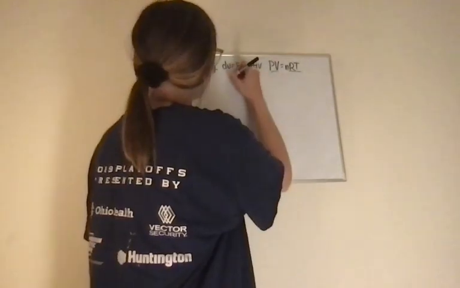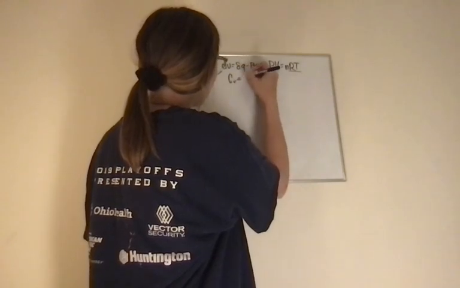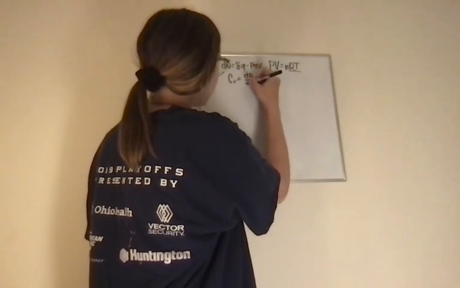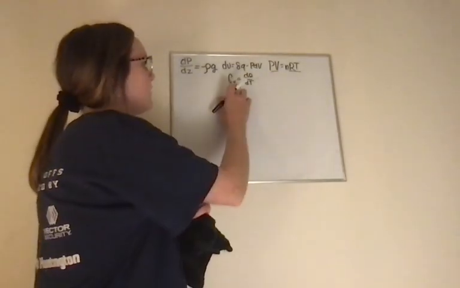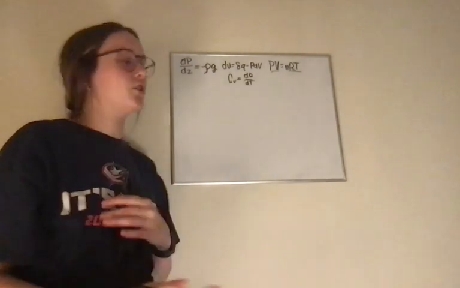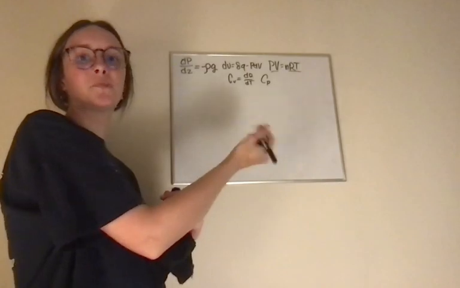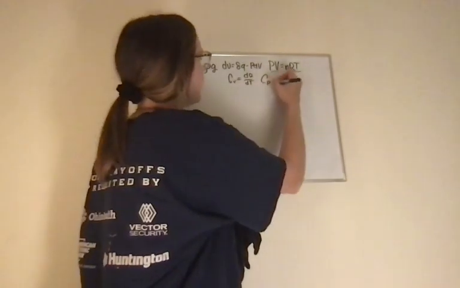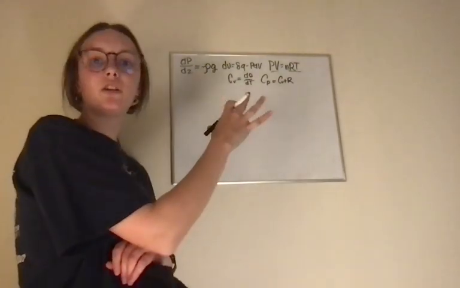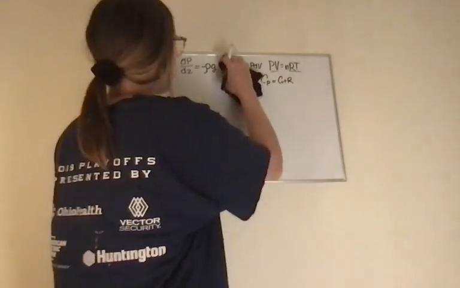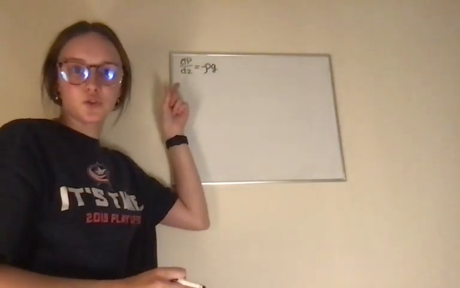The fourth one is going to be Cv is equal to dQ over dT. So Cv is the specific heat at a constant volume. And we're also going to be working with Cp, which is the specific heat at a constant pressure, which is equal to Cv plus R. So these are our basic equations that we're going to be working with. And I'm going to erase the other ones, and we're going to focus on the first one.